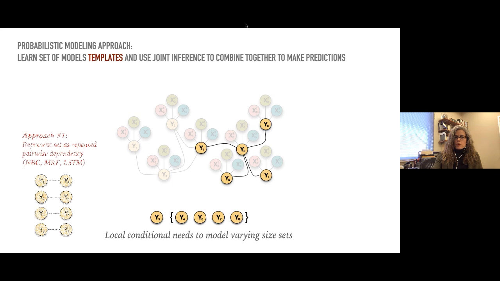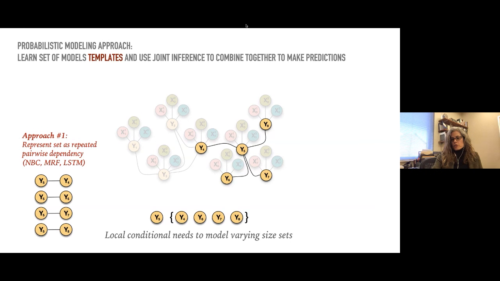And so there have been 2 primary ways to incorporate this into the models. The first approach I'll show you looks like this, where the models take repeated pairwise dependencies between the target node, in this case node number 5, and each of its neighbors. And so that dependency can be replicated for as many neighbors as you need. Types of models that use this type of repeated dependency approach include naive Bayes classifiers, Markov random fields, and also the LSTM model, because the sequence is rolled out as long as you need.